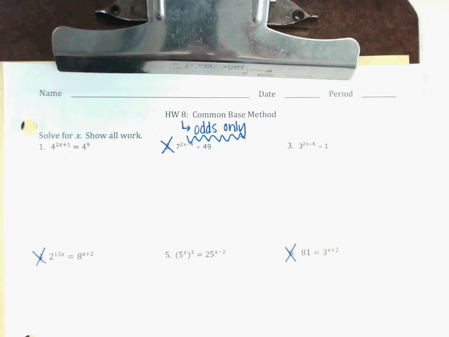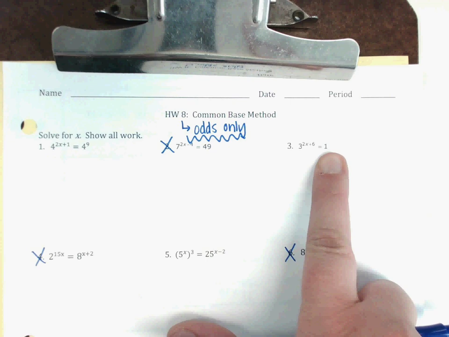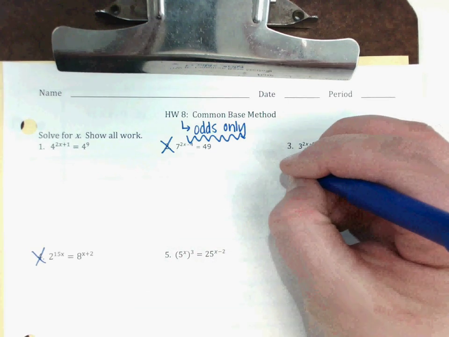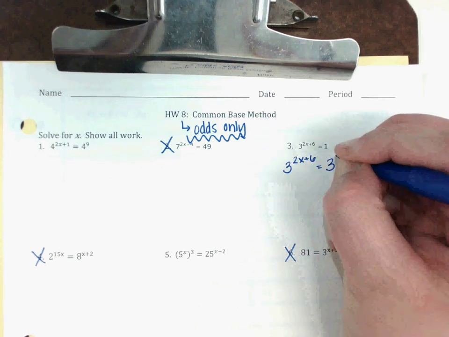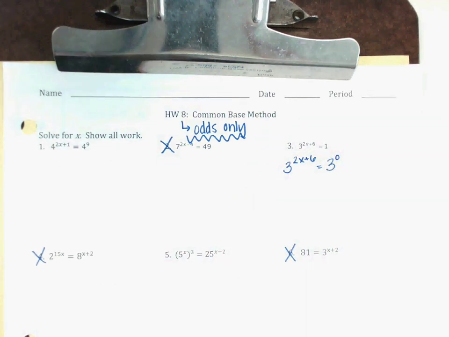Okay, so number 3, how would I rewrite this one? 3 to the what? 0. So I'd make it 3 to the 2x plus 6, and then 3 to the 0. And then from there, are you good to solve it? Okay, back to your notes.